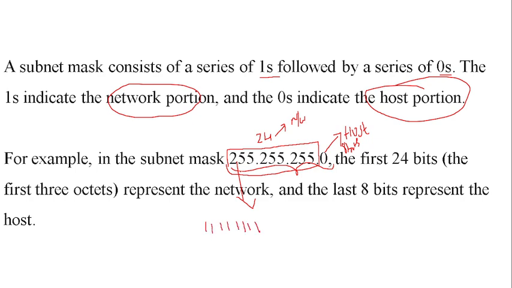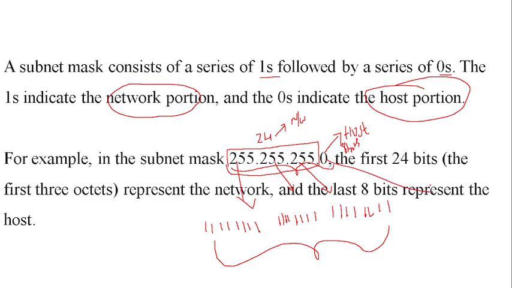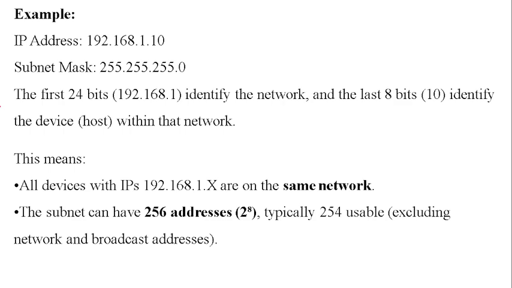But one thing you keep in mind, this 255 can be represented as 11111111 because 8 bits, 8 ones. Similarly, this is represented as 11111111. This is also represented as 11111111. All these are network IDs, and this is reserved for host, which is of 8 bits. So using these 8 bits, you can connect up to 2 power 8 systems. That is 256 systems you can connect. Hope you understood. Now let us see one example.